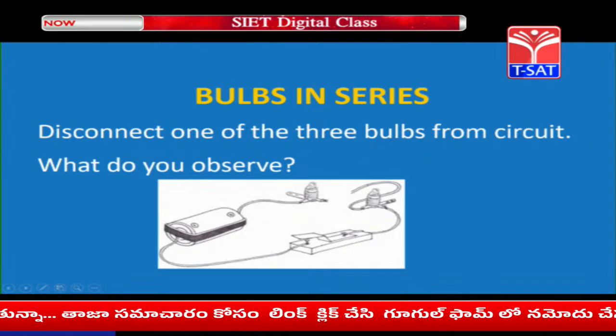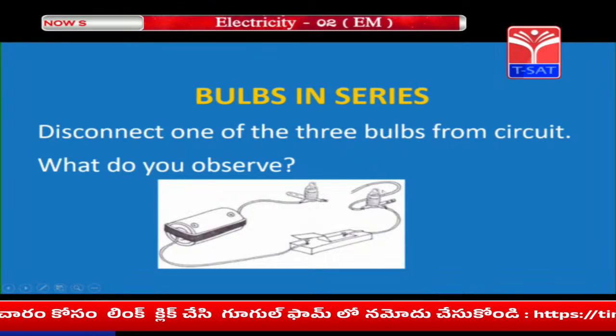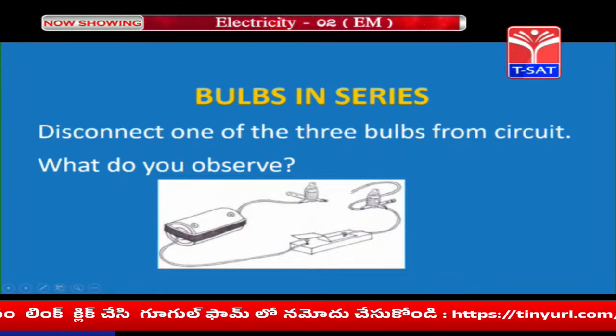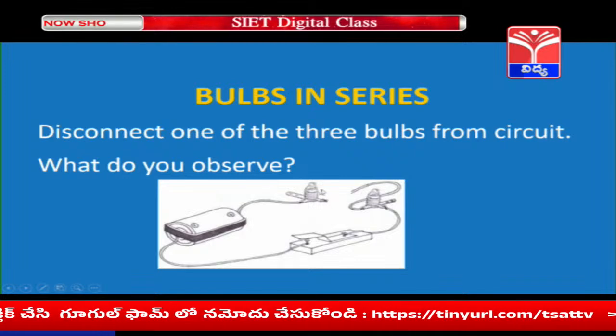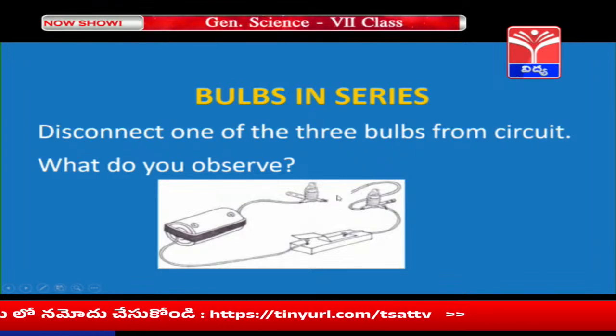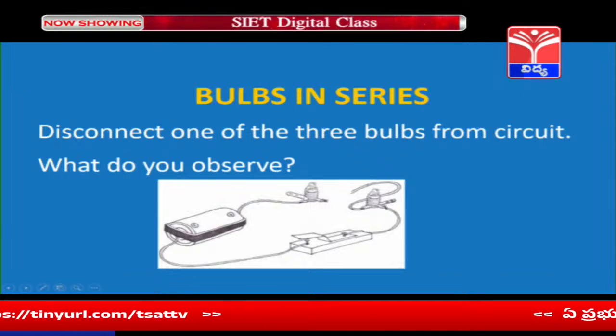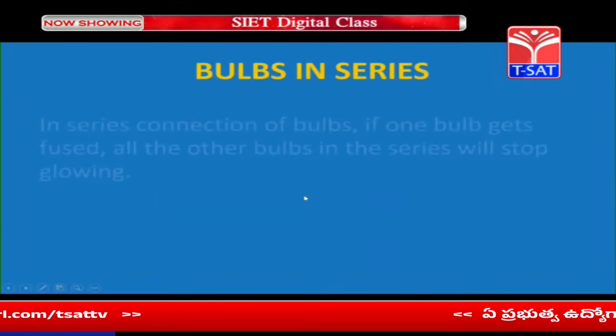Now, from the positive terminal there is a cut between 2 bulbs. From this, no electricity passes. Therefore, this bulb won't glow, and this bulb also won't glow because the circuit is incomplete. Always in series connection of bulbs, we will observe this difficulty.